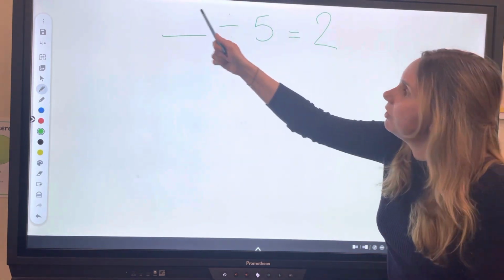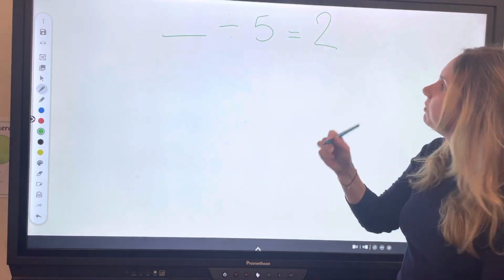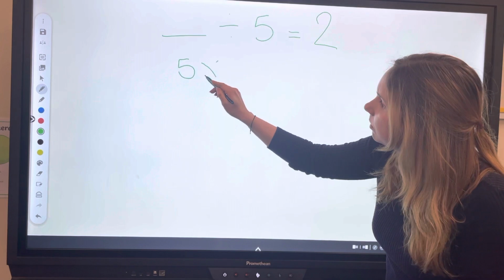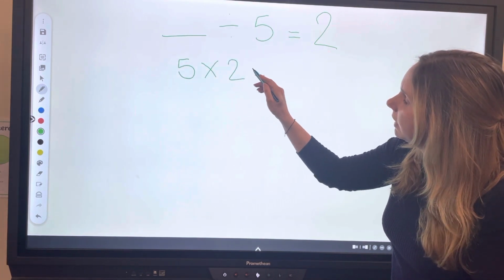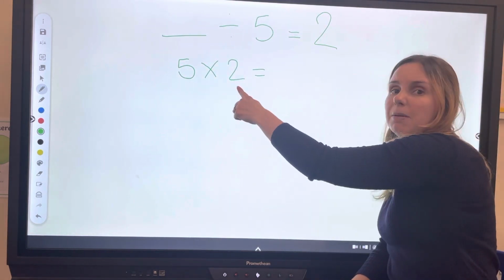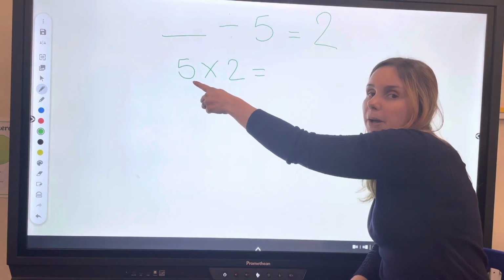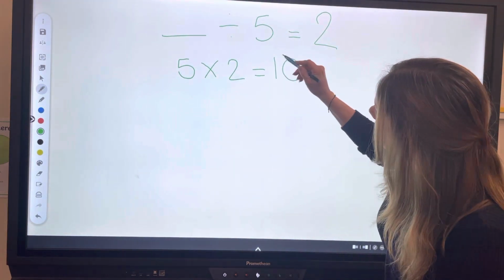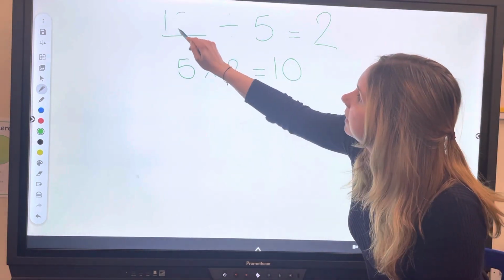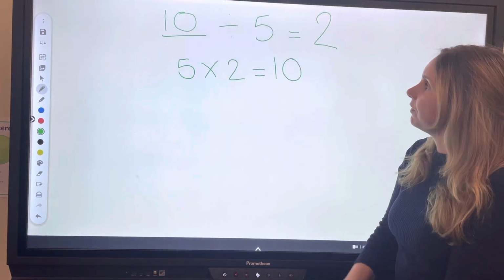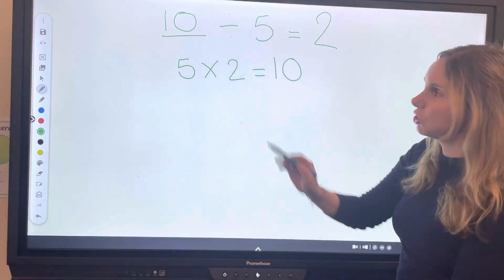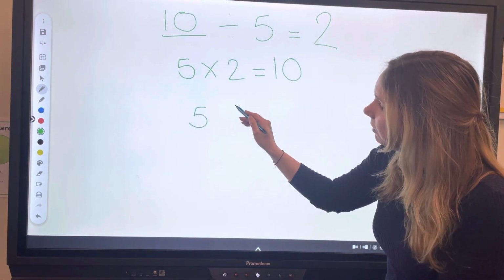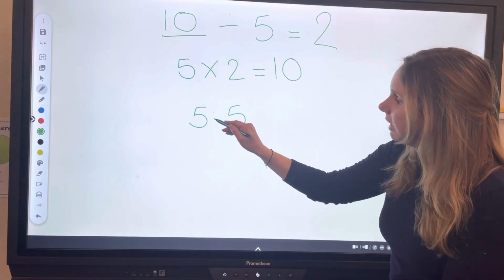So I know this number must be greater than 5. So I'm going to do 5 multiplied by 2 equals, and I know when I multiply by 2 that I can double my number, and I know that double 5 is 10. So 10 divided into 5 groups equals 2, and I can check that by counting in 5s. 2 times 5 add 5 is 10.